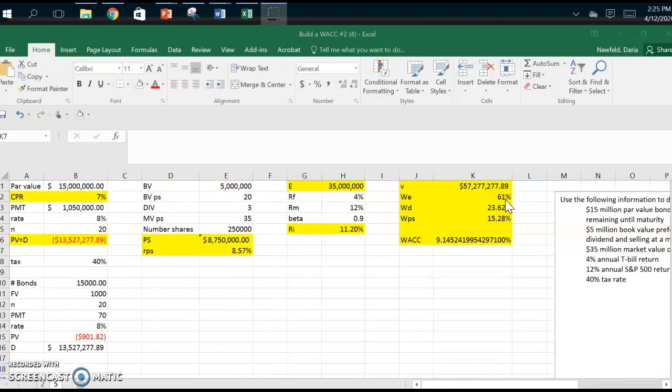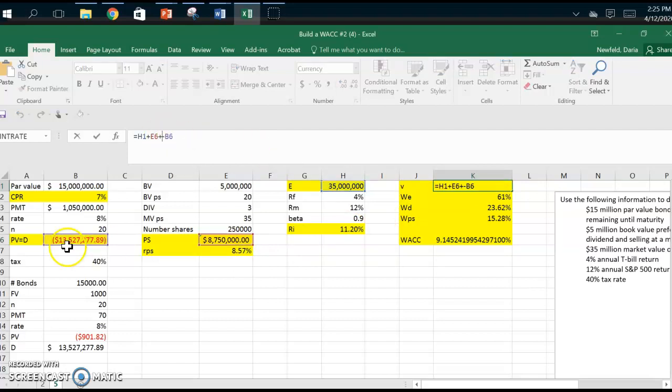Now, okay, so now I've calculated my market value of debt, my market value of equity, my market value of preferred stock. So I can use those three to get the market value of the firm. The market value of the firm is equal to my market value of equity plus my market value of preferred stock plus my market value of debt. Now, notice that when I figured out the debt, I solved for a present value, so it came out negative. So you will see that negative sign plus negative in order to end up not subtracting the market value of debt. So now I have V, my total market value of the firm.